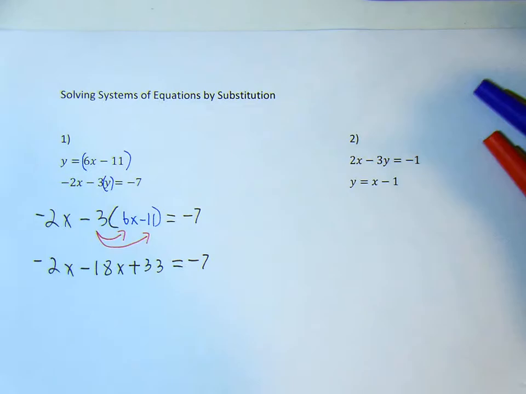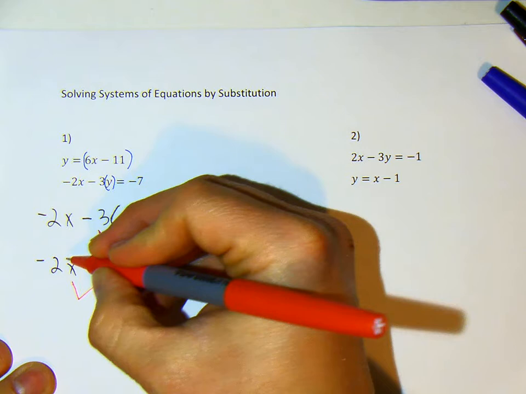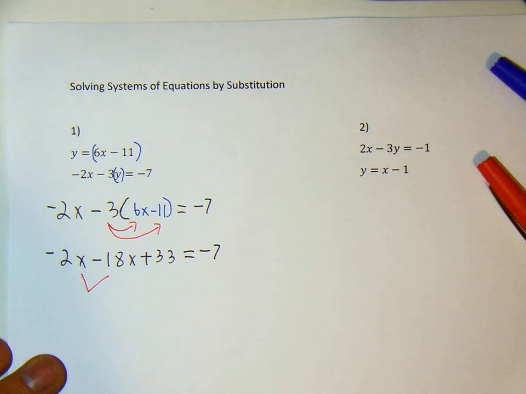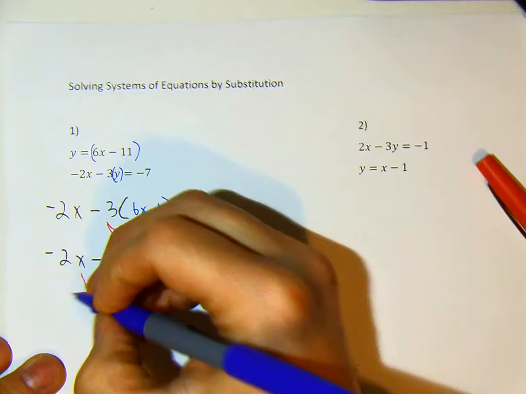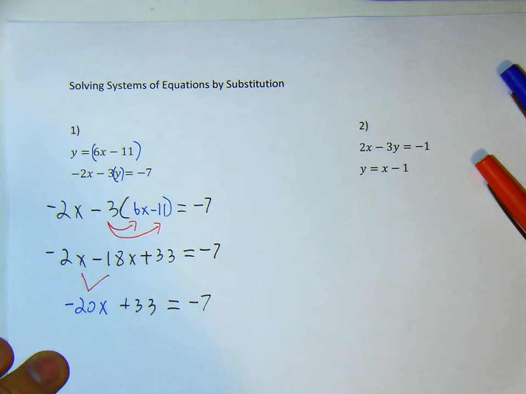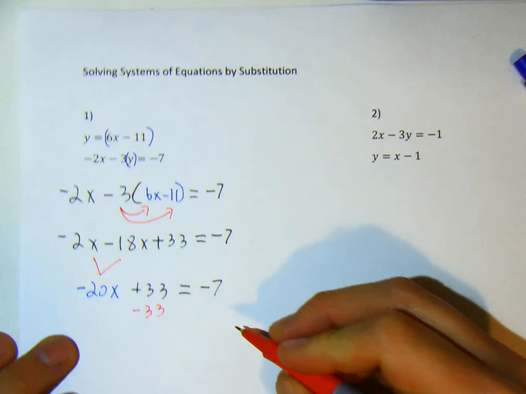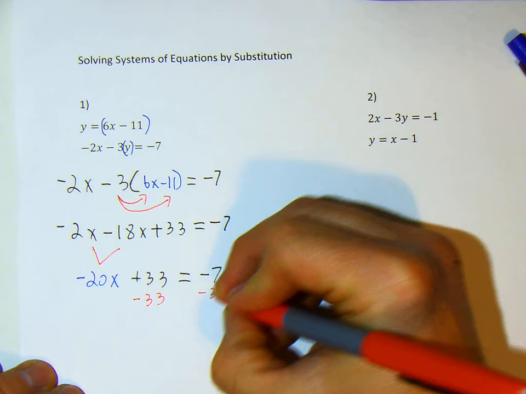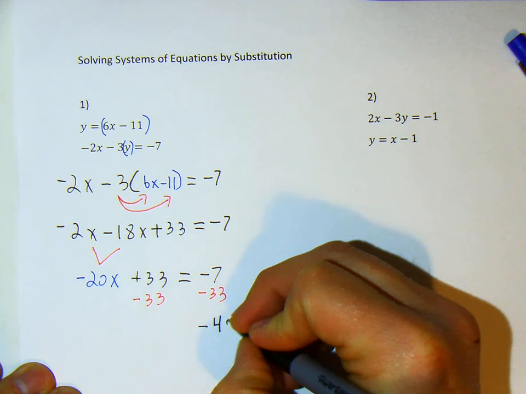Now we can combine negative 2x minus 18x, those are like terms, so we're going to combine them. That answer is going to be negative 20x. And then we have this plus 33 is equal to negative 7. The next step we can do is minus 33 on both sides so that we're isolating for x, getting x by itself. So if we minus 33, negative 7 and negative 33 would be negative 40 is equal to negative 20x.